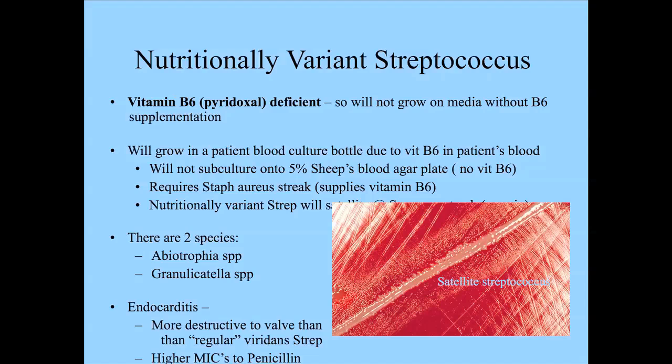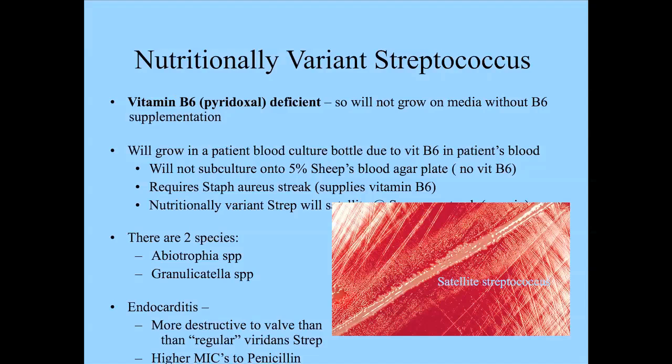When you observe the plate after 24 hours of growth, you can see satelliting, very small colonies just growing along the strip of the Staph aureus. The Staph aureus supplies the organism the vitamin B6, and these satelliting colonies are your nutritionally variant strep. So this is a way to be able to find this organism.